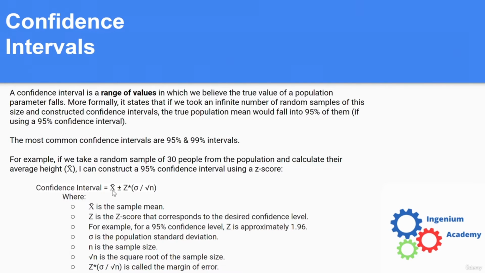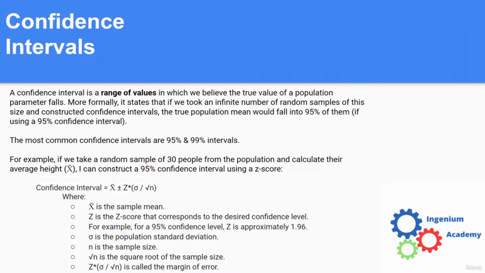X bar is our sample mean. It could be our average height of our sample. And then we do a plus or minus, right? We're going to add to it this value right here, z times the standard error. We're going to go this far out to the right, and then we're going to go that far out to the left by subtracting. So z is a z-score, and we can use a t-score or a t-statistic as well. This is a z-statistic, but we can use a t-statistic, and we'll talk about that later.